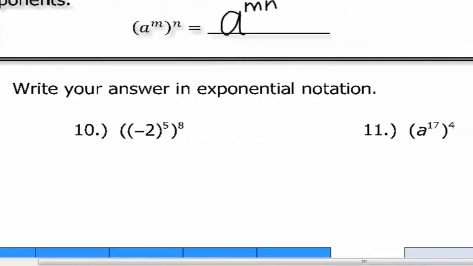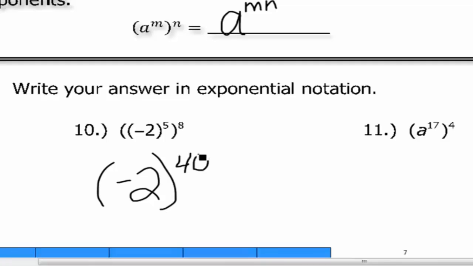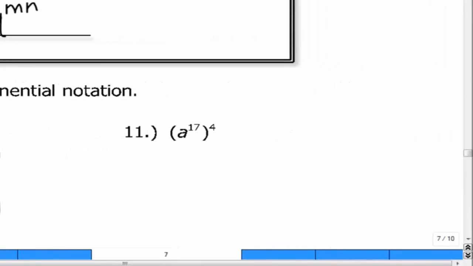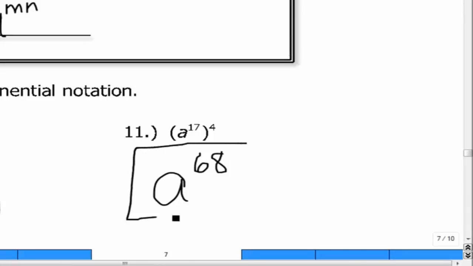All right, number 10, you should get negative 2 raised to the 40th power because 5 times 8 is 40. And in number 11, you should end up getting a to the 68th power because 17 times 4 is 68. And that's the lesson.